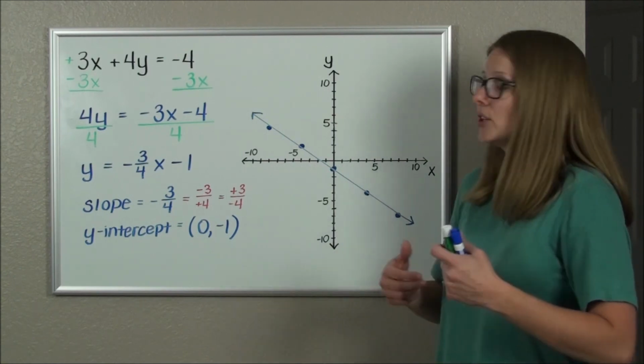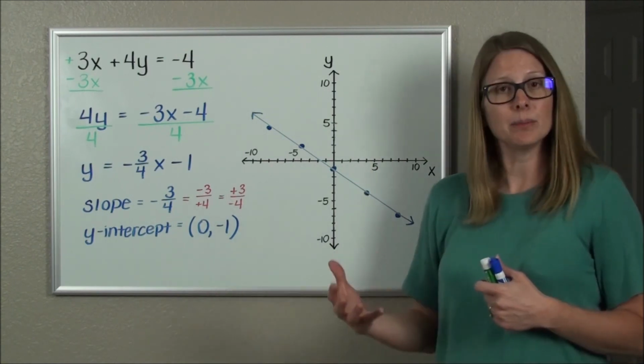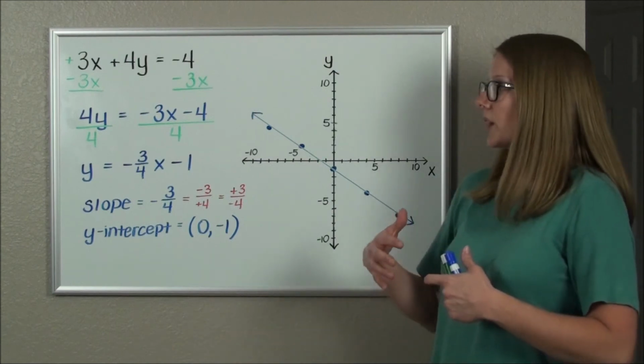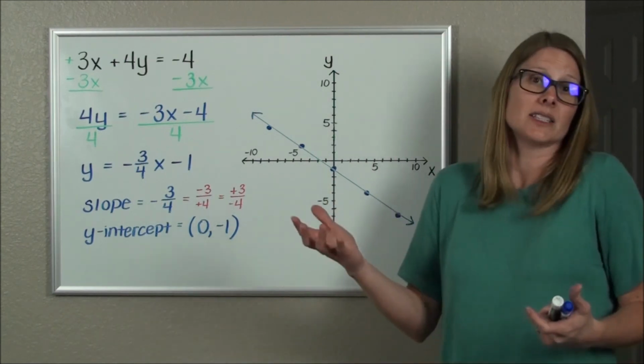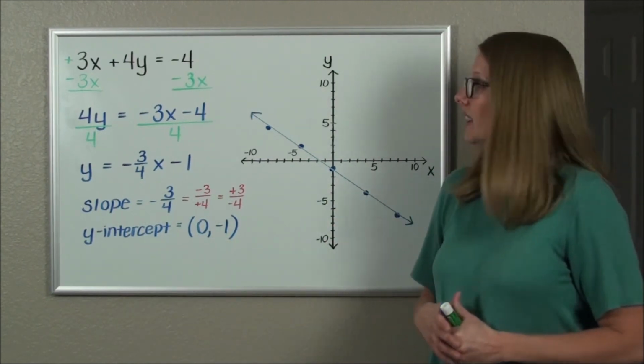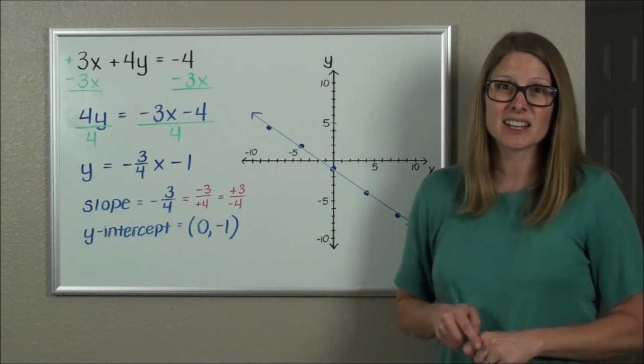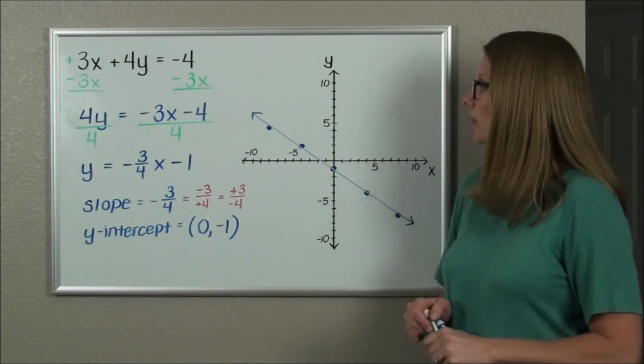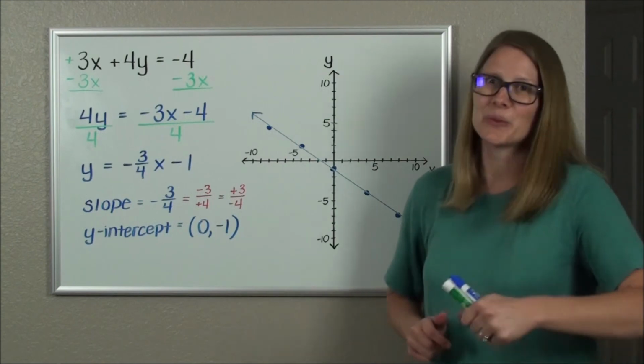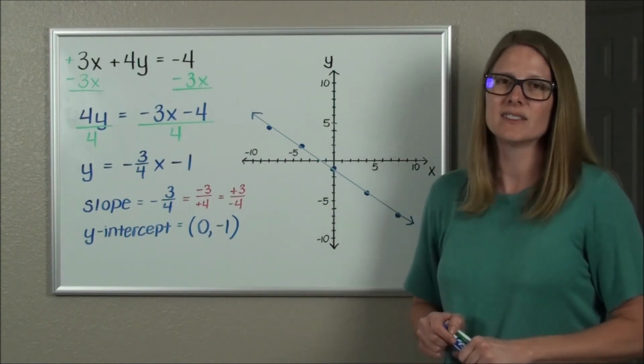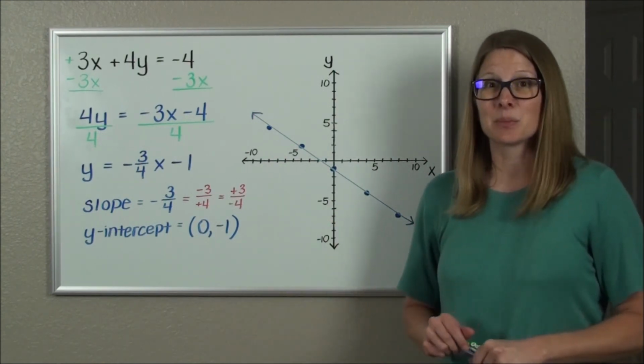So we've seen two different techniques. We've got the tables of values, which were kind of long-winded, but they were nice because they work for every kind of equation. And then we've got this nice efficient technique using the slope-intercept form. The only downside is that it only works for lines. It won't work for any other kind of equation, but when you can use it, it's pretty quick and efficient.